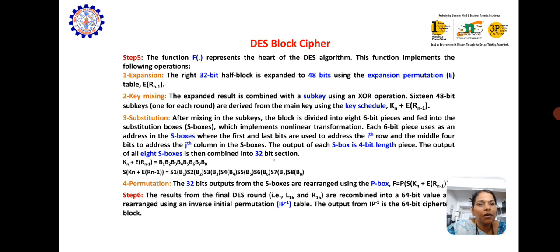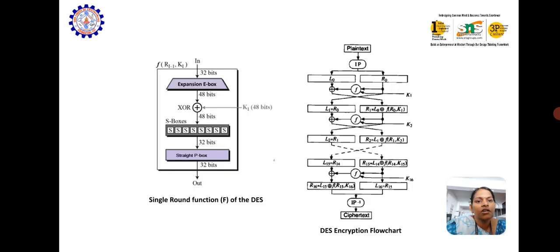Next is the permutation. The 32-bit output from the S-boxes is rearranged using a P-box with the help of this formula. In the last step, the final halves are recombined into a 64-bit value and rearranged using the inverse initial permutation, giving a 64-bit ciphertext. This diagram shows how the round operation is performed from the first round to the nth round, and how encryption and decryption are obtained with the help of XOR formulas.